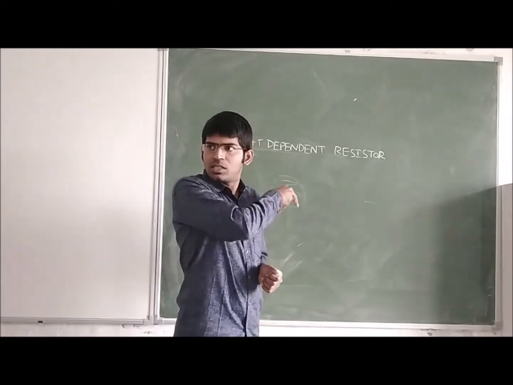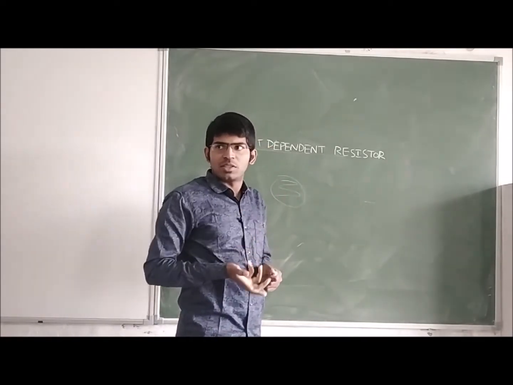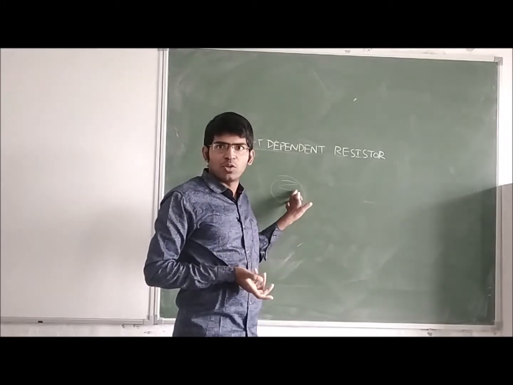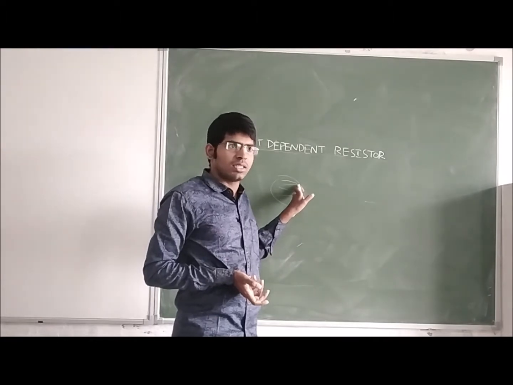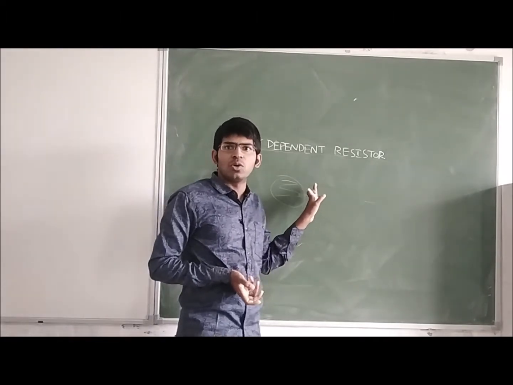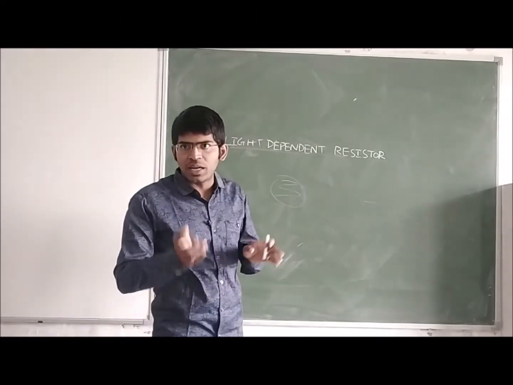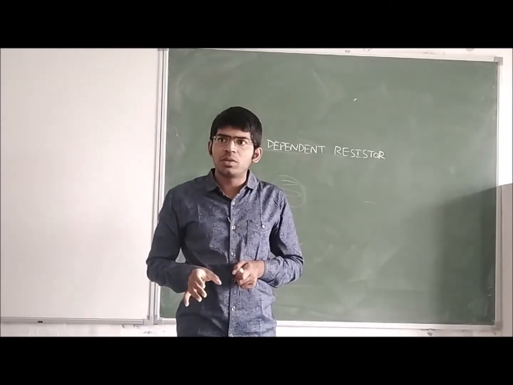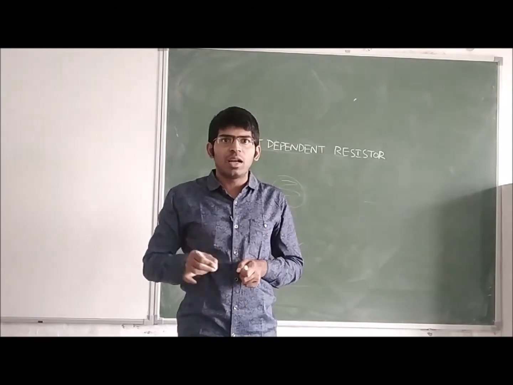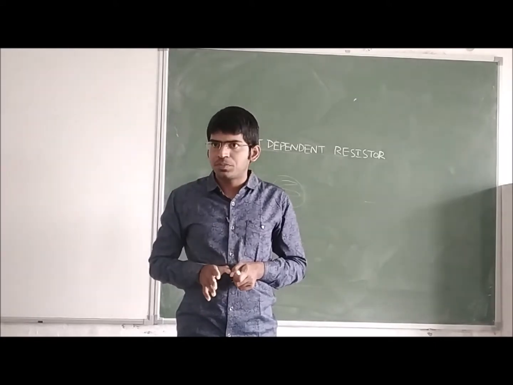When the light falls on this resistor, obviously the resistance value will be decreased drastically, and when there is no light on this resistor, the resistance value is very high. It is in the range of 1 mega ohm. 1 mega ohm means it is very high resistance. It will not allow the current in the circuit.